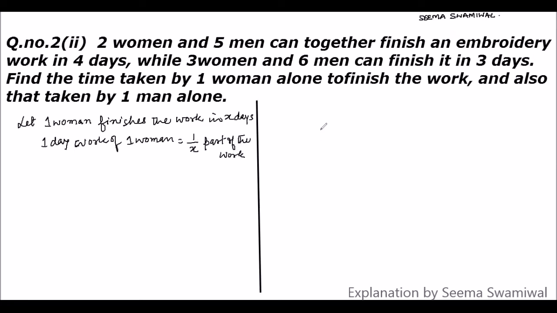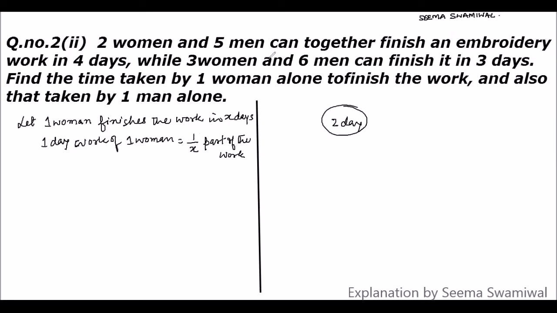Suppose I finish any work in 2 days. In 2 days, I am finishing the whole work. Therefore, in 1 day, I will be doing half of it. So, the number of days 2 will become 1 upon 2. I will have to take the reciprocal of it. Similarly, this woman is finishing the whole work in X days. Therefore, her 1 day work will be 1 upon X part of the work.